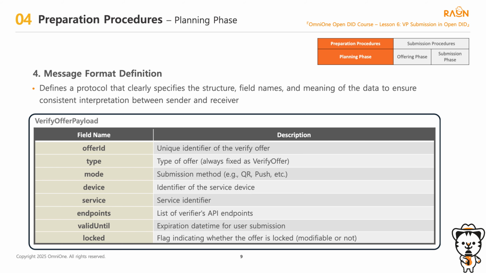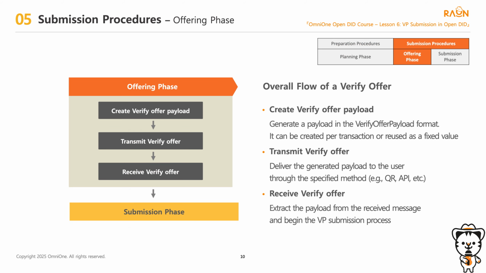This process involves predefining what each of these fields means and how they are structured. Next are the submission procedures. After the preparation procedures are complete, this is the stage where the actual VP submission takes place. First, let's talk about the offering phase.